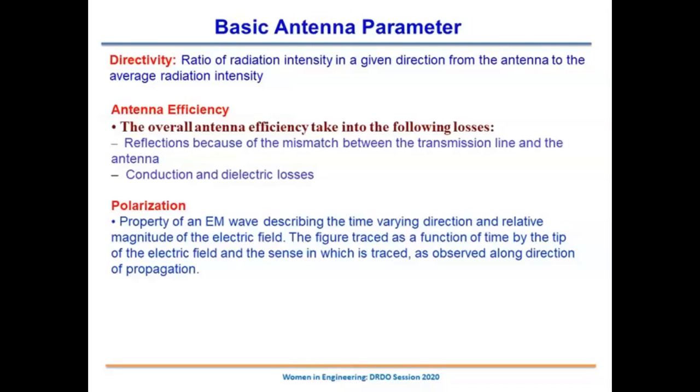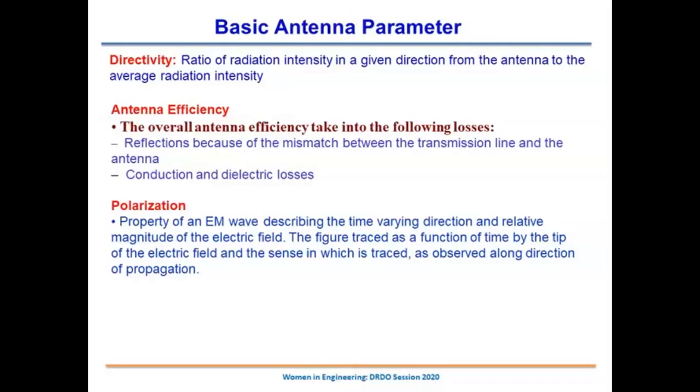So basically, the efficiency of an antenna depends upon the reflections because of a mismatch between the transmission line and the antenna, as well as the conduction losses, because the antenna is made up of conductor, and also dielectric losses if it is a microstrip based antenna. These two parameters bring down the efficiency of the antenna, and when we consider that in terms of directivity, we finally arrive at the gain parameter of the antenna.